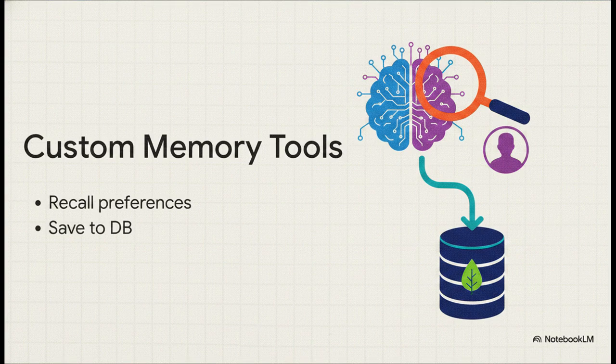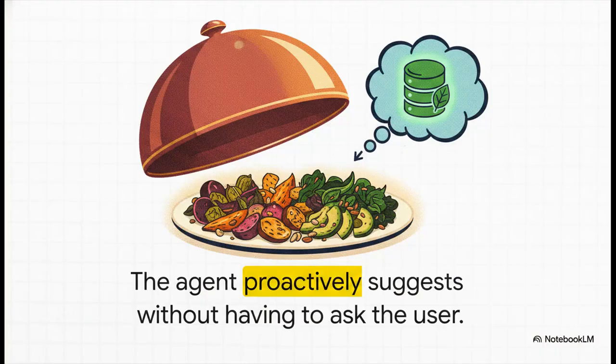So if a user happens to mention, say, that they're vegan during a chat, the agent grabs this tool, creates a structured dictionary object mapping diet to vegan, and saves it as a brand new database record. And here is the massive payoff. The next time that user logs in and asks the agent to plan dinner, the agent runs that recall tool in the background. It reads the database record, realizes the user is vegan, and proactively suggests a vegan restaurant right out of the gate. It never even has to ask for their dietary preferences again.